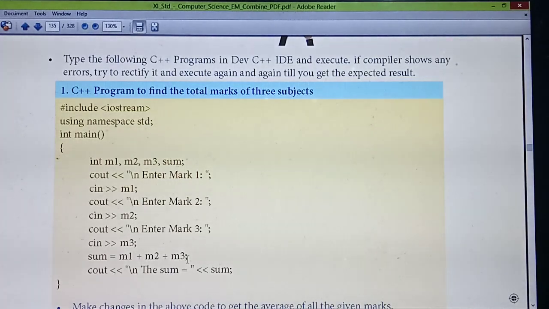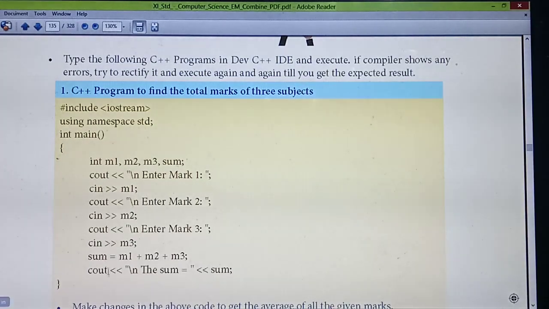Understand? Now listen carefully. Now you have added 3 subject marks and you have stored the result in which variable? Sum. Now the result is stored in some variable. So which variable do you need to display as output? The question is you need to find the total marks for 3 subjects. So you are going to display the output from which variable? Sum. Understand?